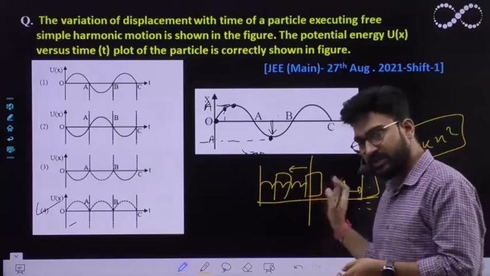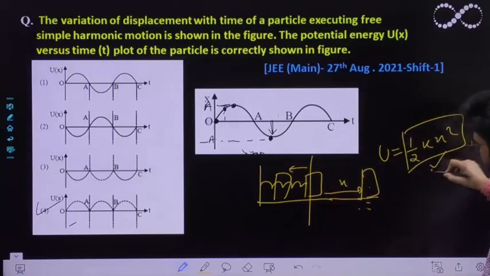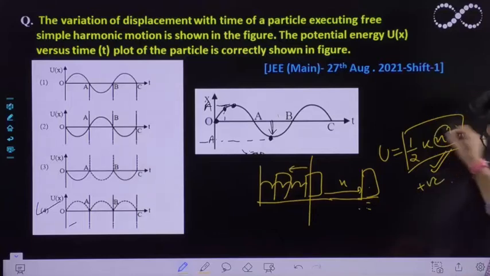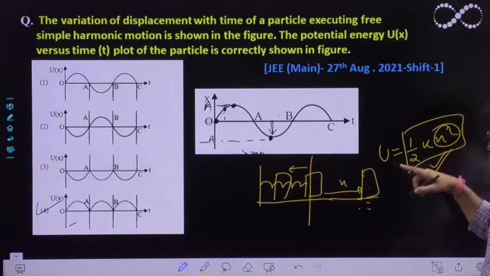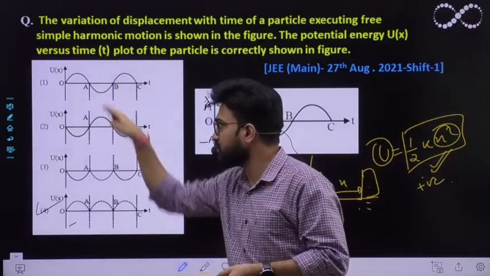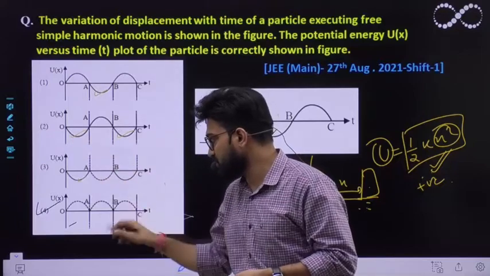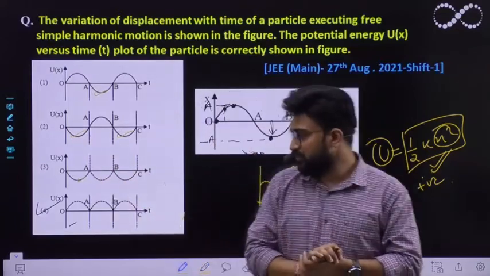In whichever condition, in all situations the potential is always positive, because x squared must be positive, so the potential has to be positive; it cannot go negative. So in the rest of the graphs, you'll see negative potential, which is not possible. So the only possible option is the fourth option that you should choose.